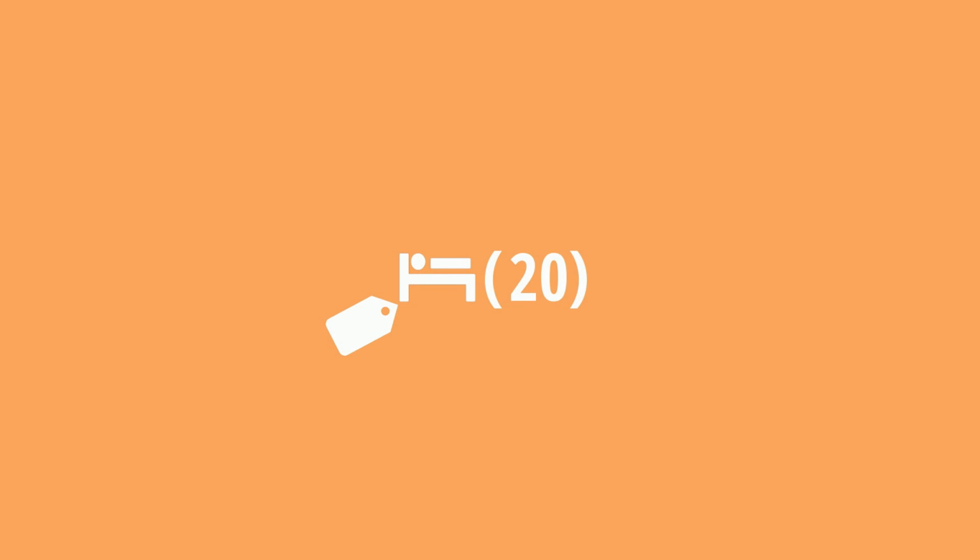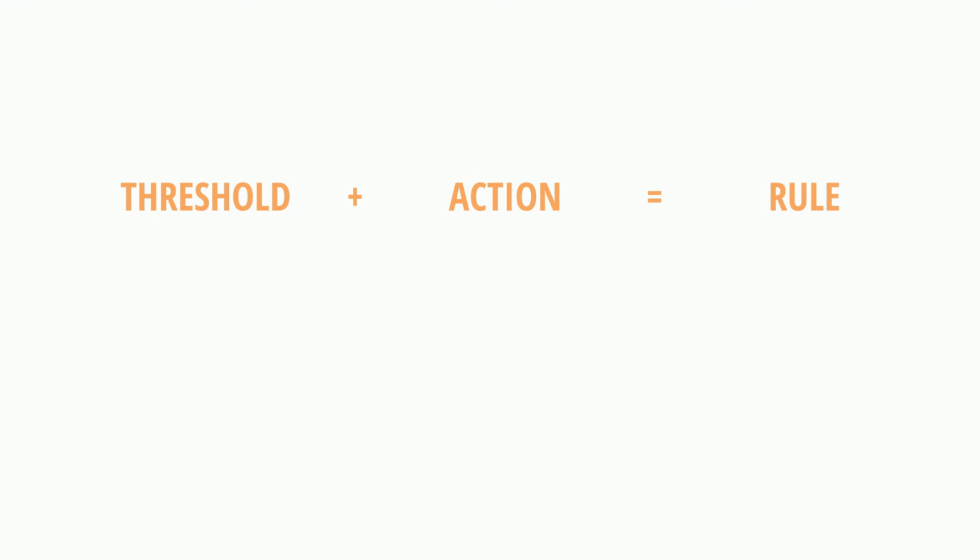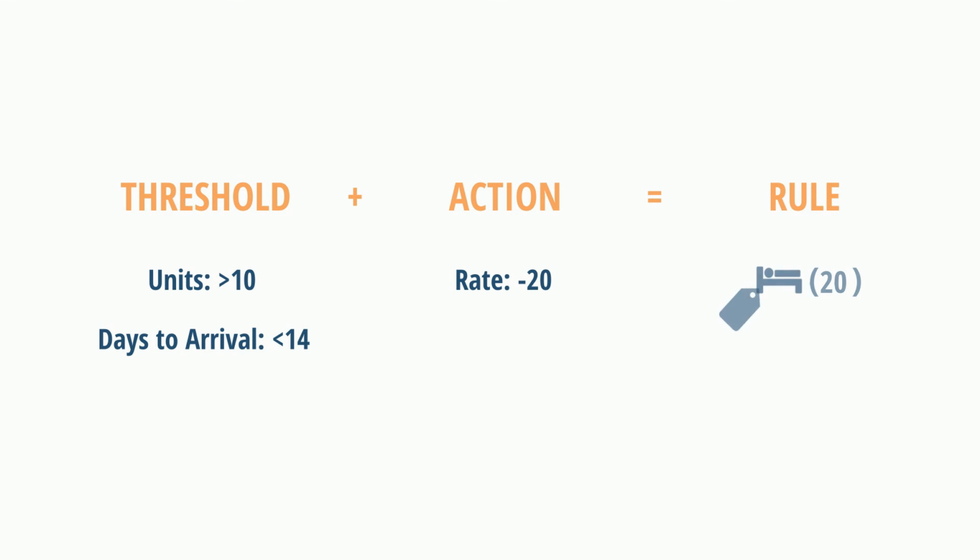Rules can also be set up to adjust pricing when availability is high. For example, you can create a rule that will reduce the price if the number of rooms available exceeds the threshold at a certain point in time. According to this new rule, if there are 10 or more rooms still available with only 14 days left to sell them, the price will be reduced by $20.